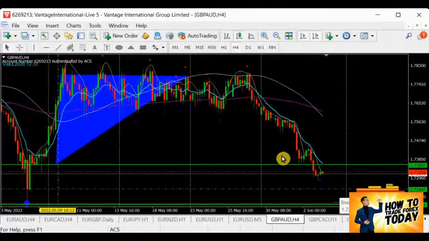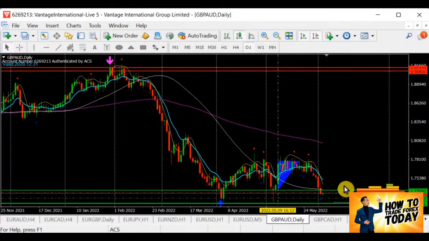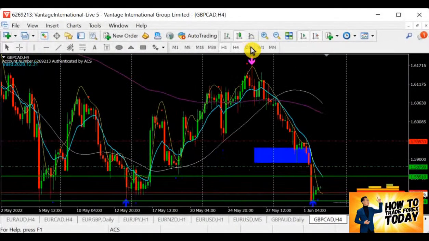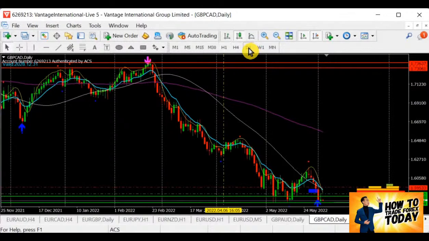Right? But please be very careful when you are in the zone. This zone is quite dangerous, so we've got to be very careful. Okay, PowerCAD. Let's take a look at PowerCAD. We are also in the zone now.